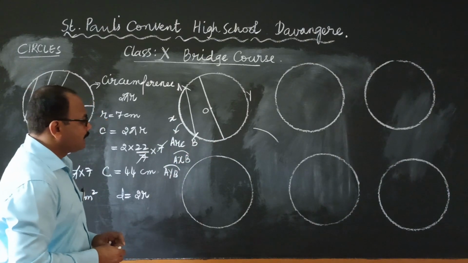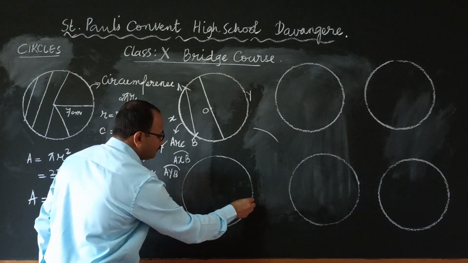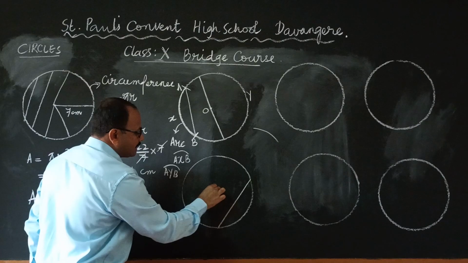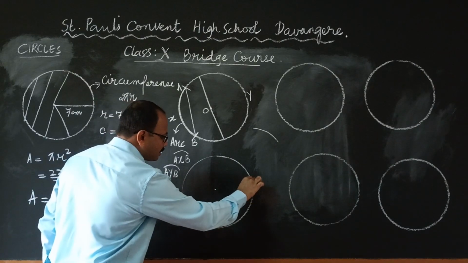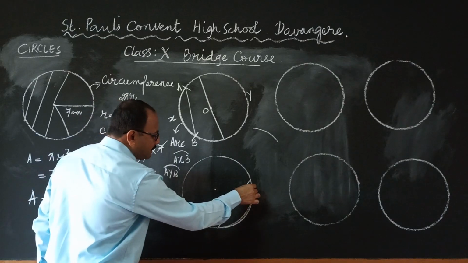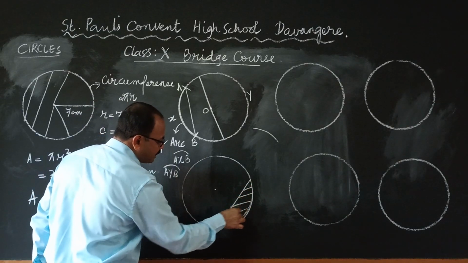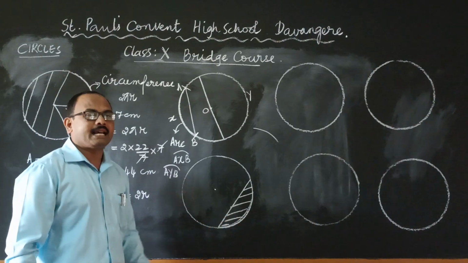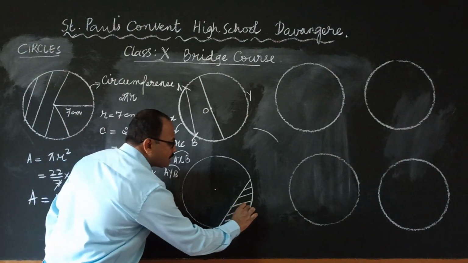Next, let us consider this. This is a chord, children. This is the center of the circle. So this part is an arc. Then we have an area over here. We call this a segment, children.